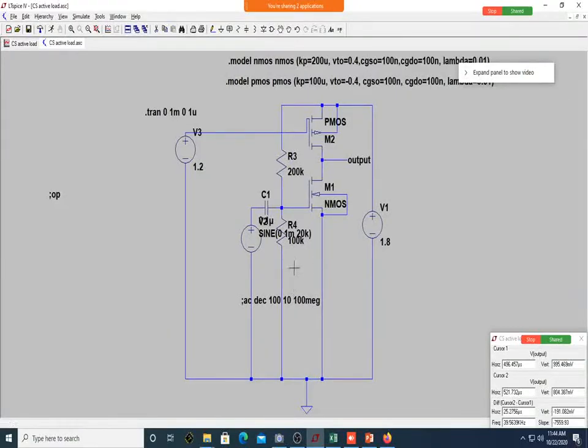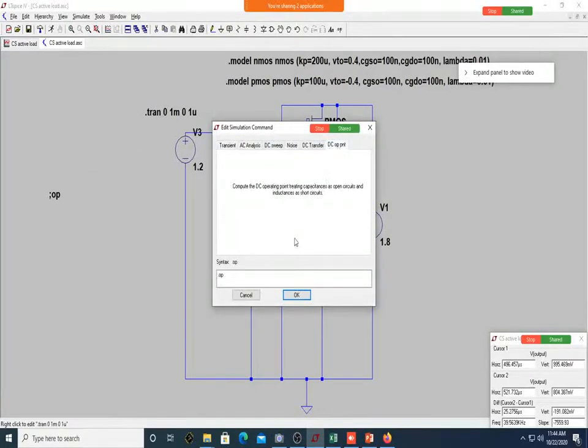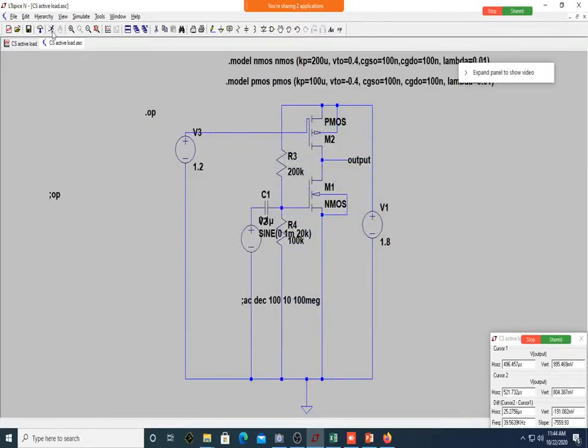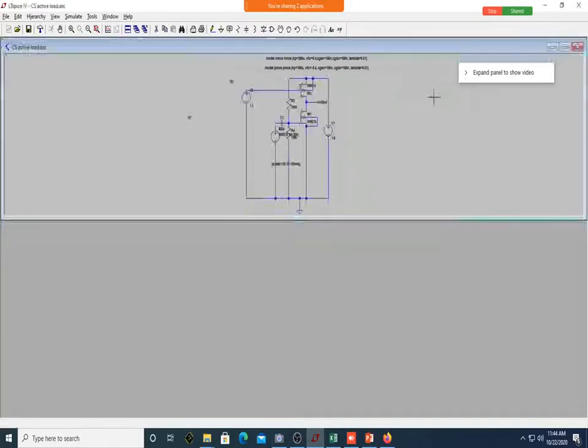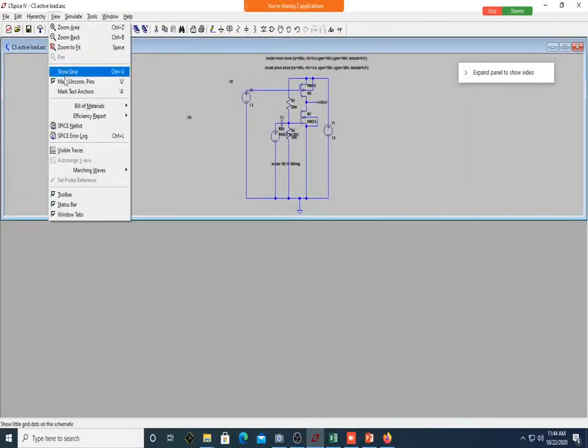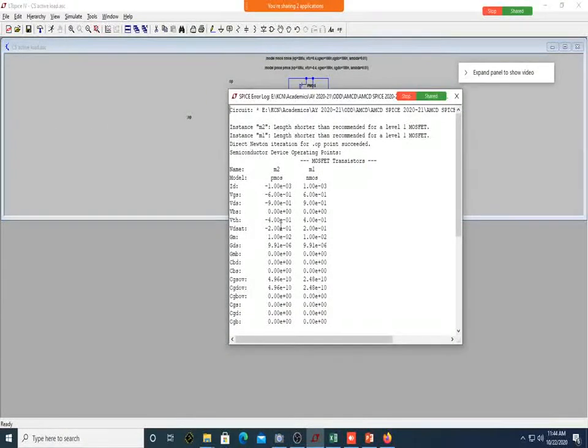Here this is 100k, 200k, VDS is fine. How much was gm here? Let me do .op. This is .op done. Let me run it. Okay, let me stop this. View, error log. How much is this here? This is 10 milli.